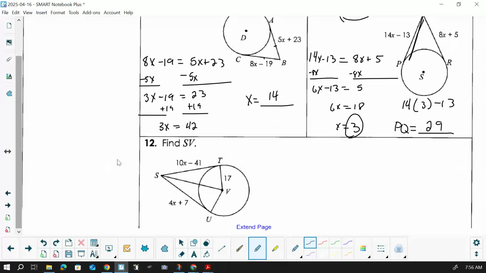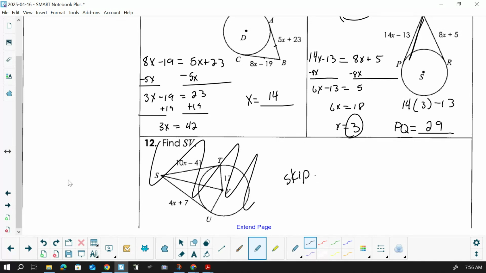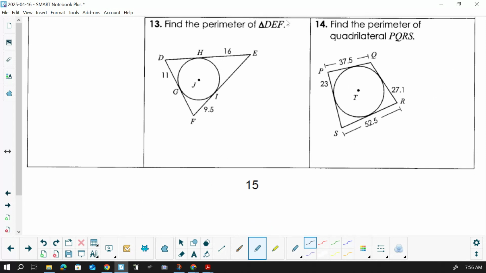All right, let's see here, number 12. Let's see here, find SV. We've got, what do we got here? Well, we can find x. Ooh, this is a complicated question. Let's skip this one. Don't worry about it. That's a multi-step crazy question. All right, let's go to the next one.